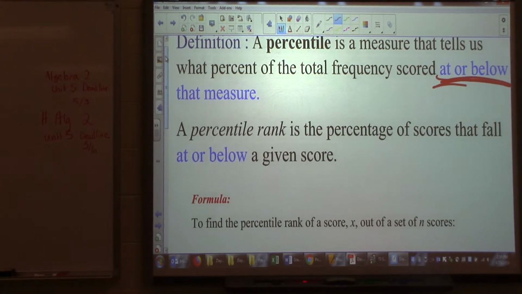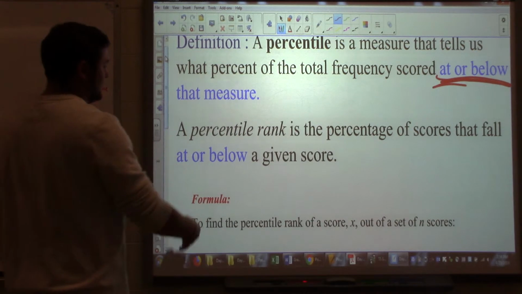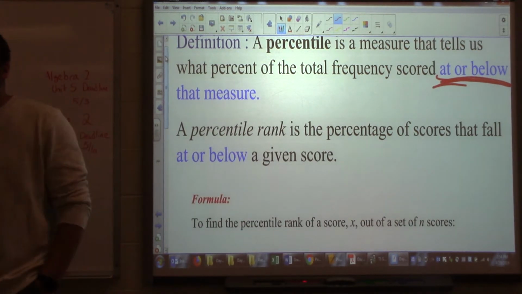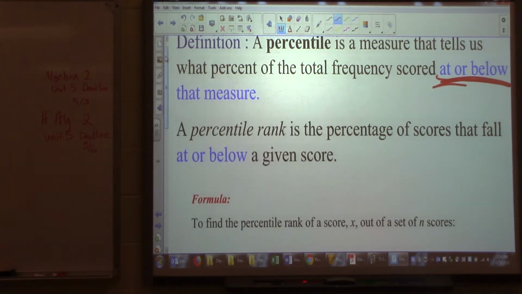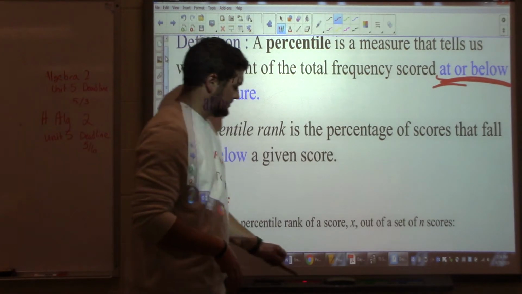Percentile rank is the percentage of scores that fall at or below a given score. Right? That's what we talked about with those standardized tests. You get percentile rank, or even in your class rank, it tells you what percentile you're in. That means how many people are at or below you.